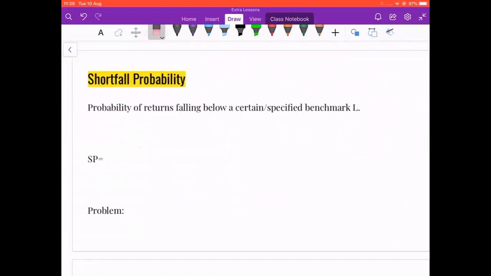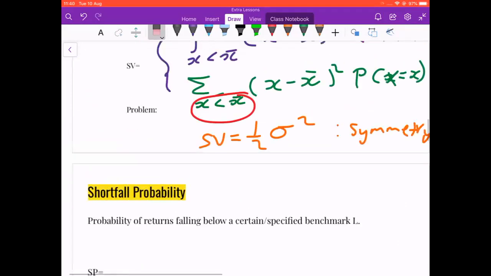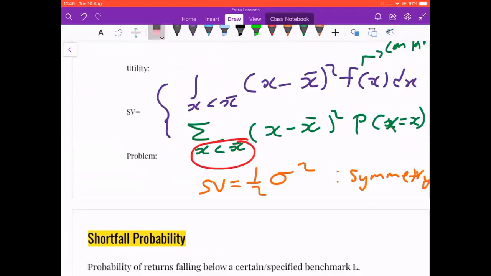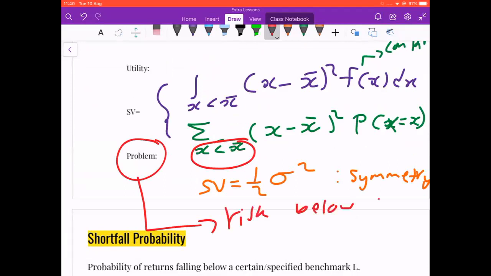So anyway, the other probability we can look at. Okay, so this one again has a problem. And what is the problem with this one? This one is that it looks at the risk below the mean, right? It looks at the risk below the mean.